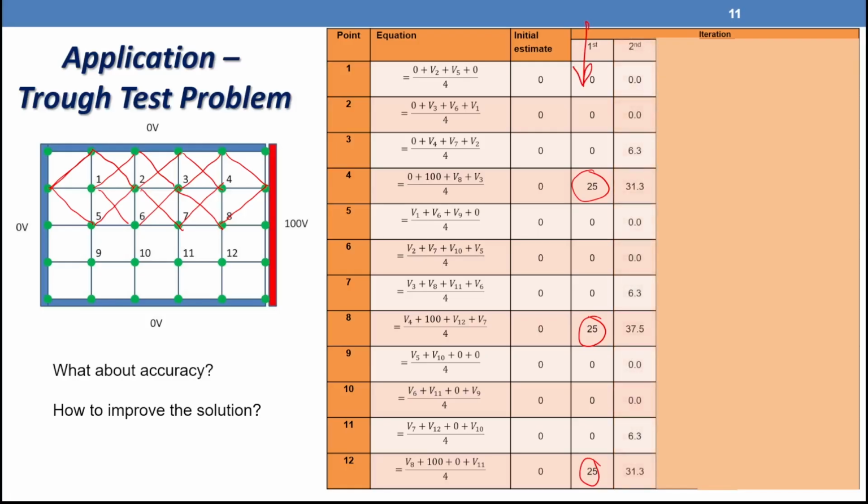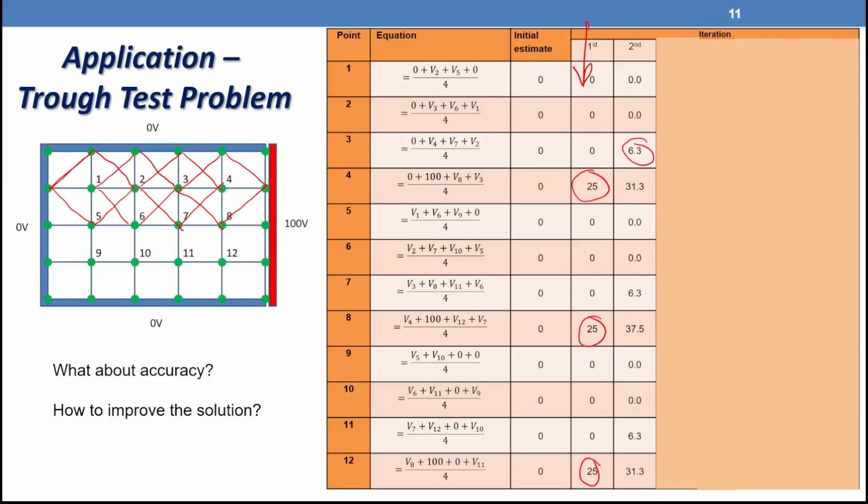So what is the second iteration? Point number 1 is still 0, and point number 2 is still 0. But point number 3 depends on point number 4 in the previous case. So that one will be 0 plus 25 plus 0 plus 0 over 4, which gives you something like 6.25 or 6.3.